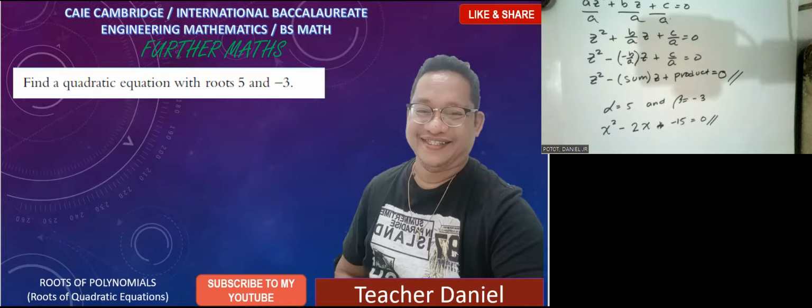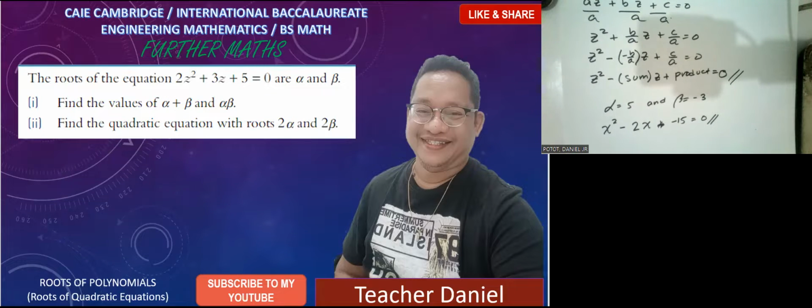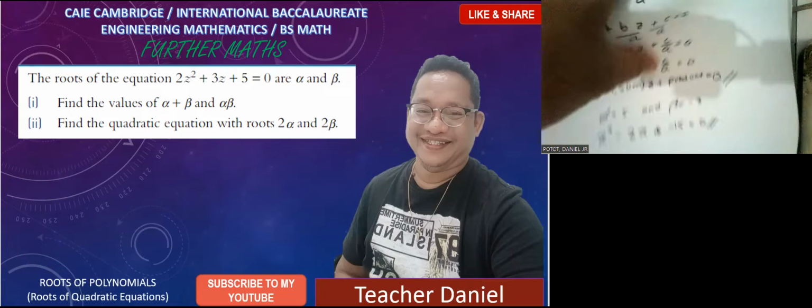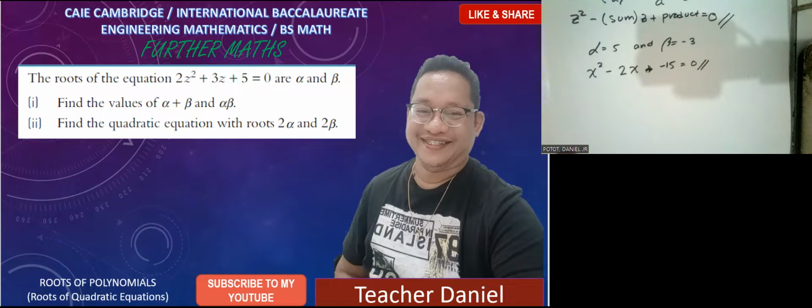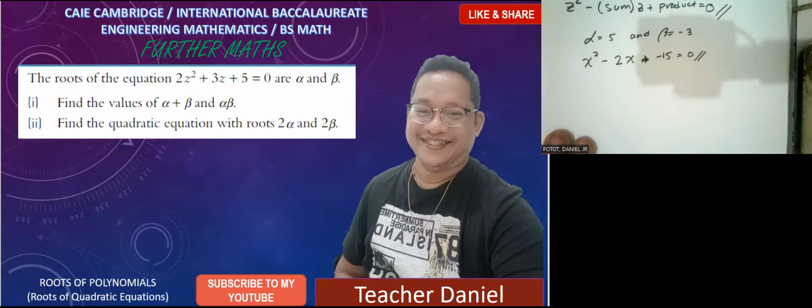This topic is actually very exciting, so if you love math, you will be able to appreciate this one. If you have 2z squared plus 3z plus 5 equal to 0, and the roots are alpha and beta, find the values of alpha and beta. And then, find the quadratic equation with the roots 2 alpha and 2 beta.